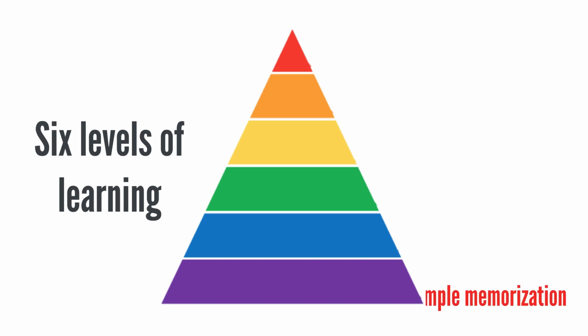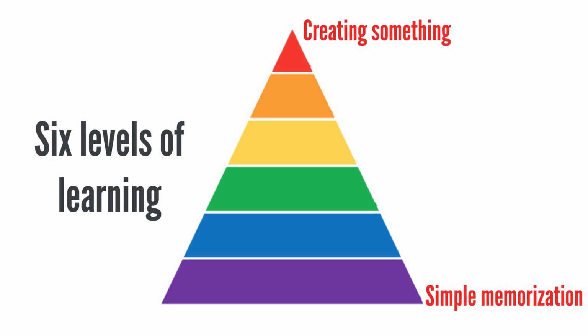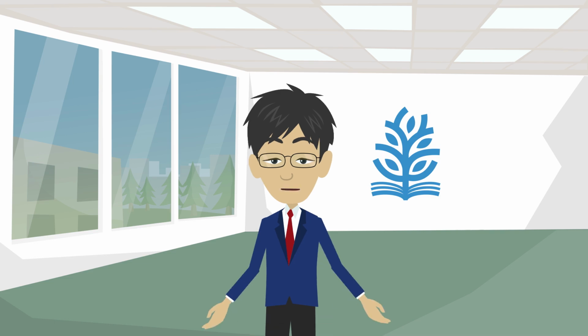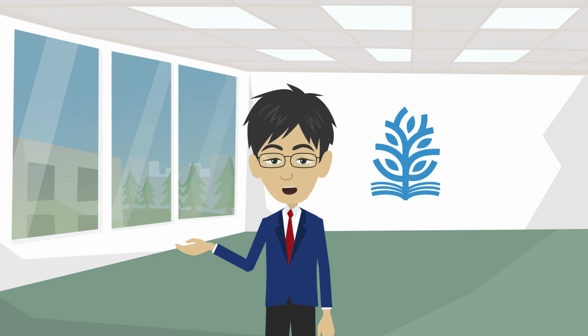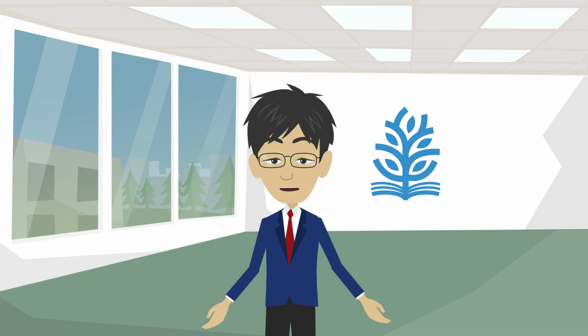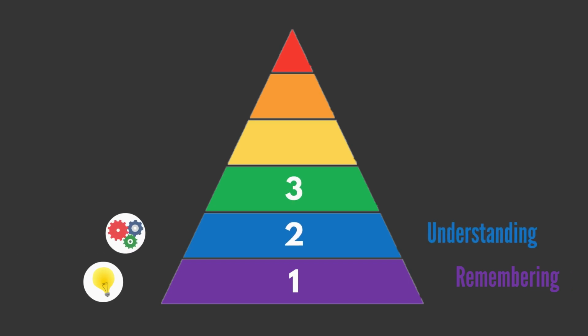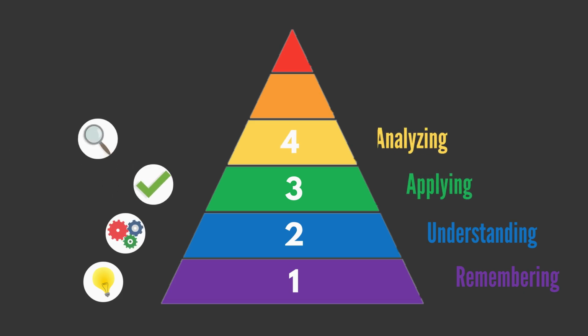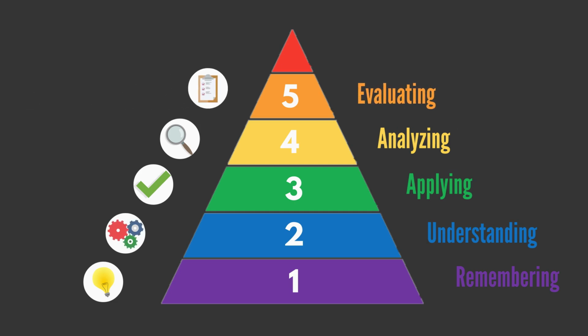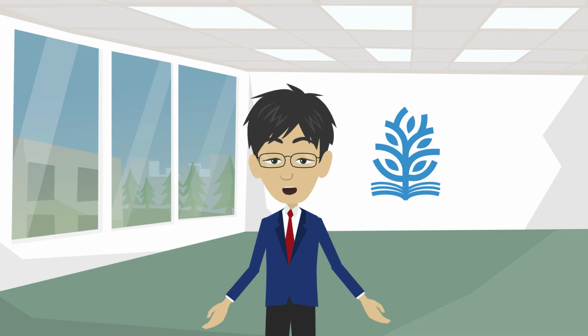According to Bloom's taxonomy, there are 6 levels of learning, from simple memorization at the bottom to creating something from previously learned information at the top. Bloom's taxonomy is usually pyramid-shaped, which symbolizes that learning at higher levels is dependent on attaining the prerequisite knowledge from the lower levels. The 6 levels of learning are 1. Remembering, 2. Understanding, 3. Applying, 4. Analyzing, 5. Evaluating, and 6. Creating. Let's take a deeper dive into each of these levels.